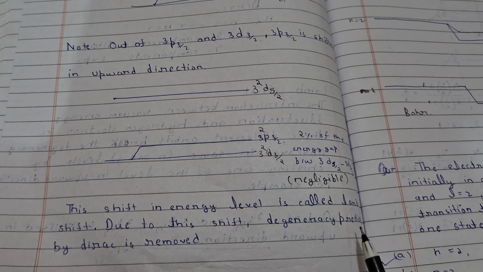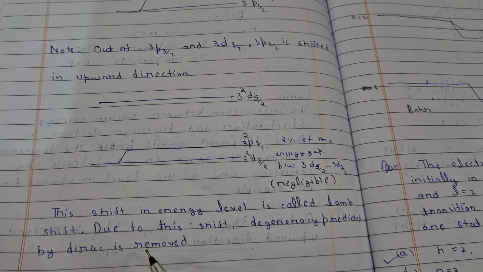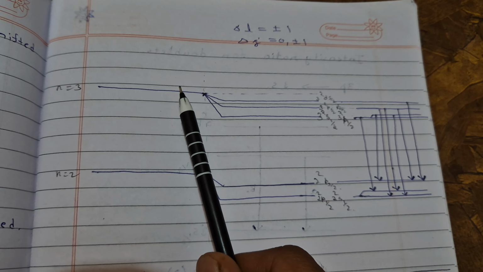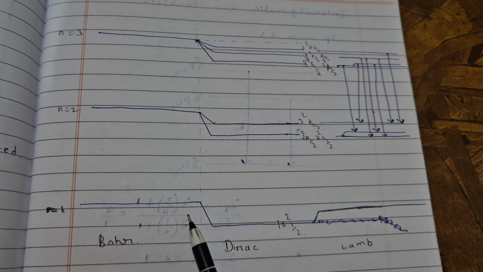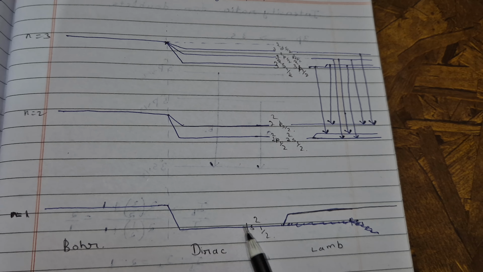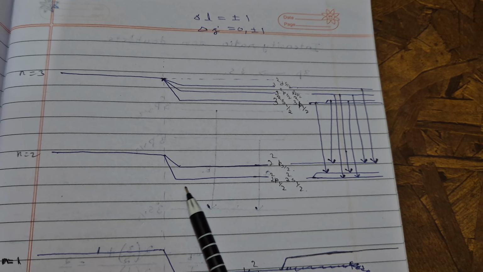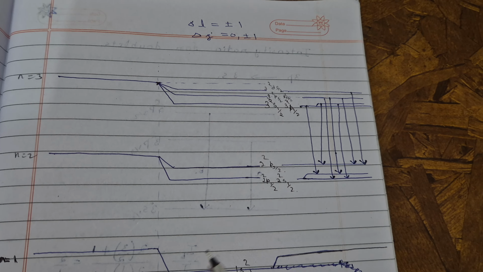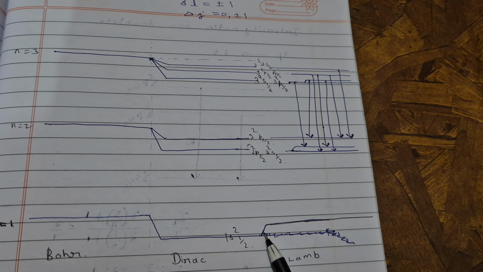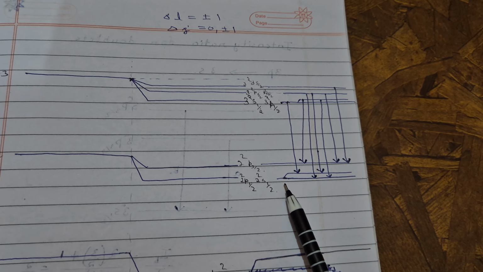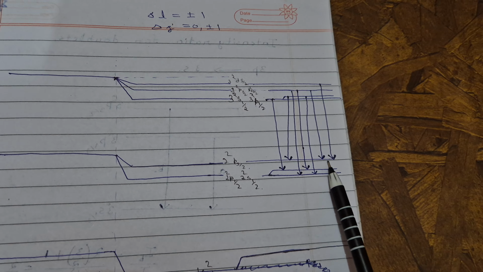Due to this shift, the degeneracy predicted by Dirac is removed. Now the degeneracy is removed, so we will see these were the Bohr lines and now the energy levels. In the Dirac equation we get these lines. But when the Lamb shift is introduced, this is shifted a little bit upward, and these two will distribute into two, and this will remain here.